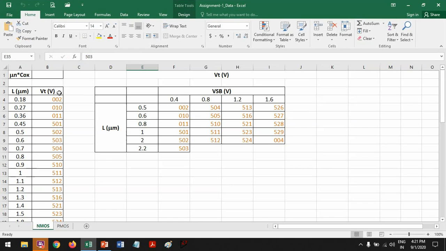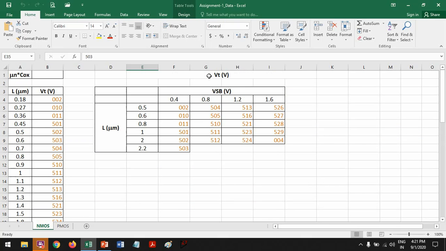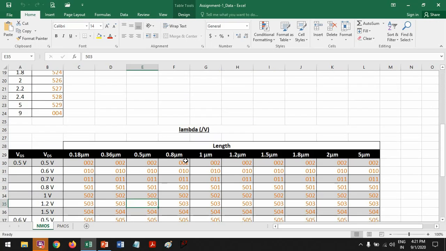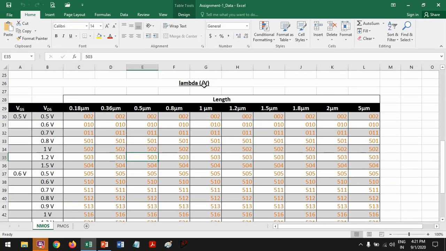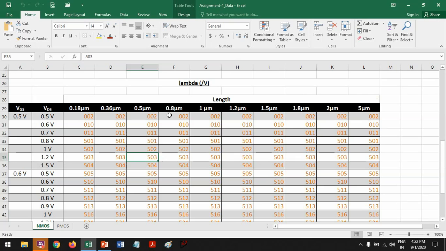So you're going to determine the threshold voltage of the NMOS and the PMOS for these values of the channel length. So a large number of values of channel length. You're also going to determine the threshold voltage for various values of channel lengths for various values of VSB, the source body voltage. And you're going to determine the value of lambda for a large number of gate source voltages and drain source voltages and fill up this table. All right. So the length, drain source voltage, gate source voltage.